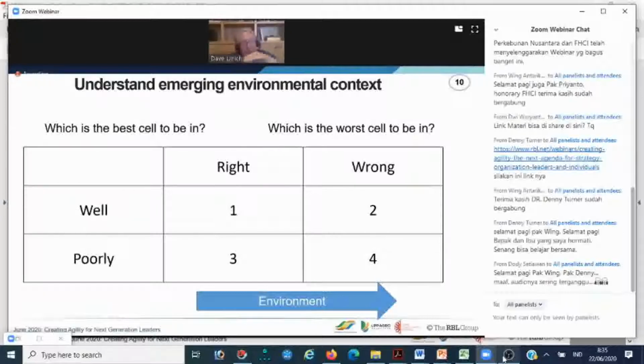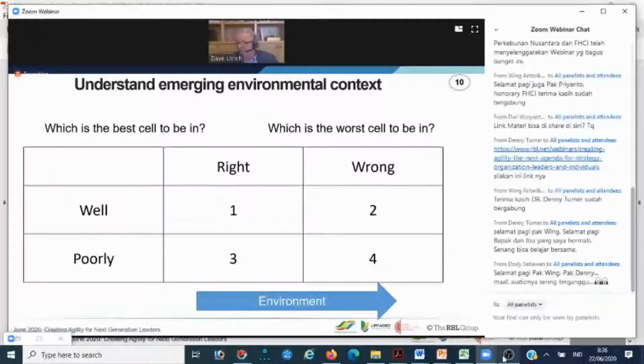I can do the right thing, or I can do the wrong thing. I do the right thing, I do the wrong thing. I can do it well, or I do it poorly. So I've got right, wrong, well, and poorly. What's the best cell to be in? By the way, if you have trouble answering that question, there is not much hope for you as a leader. It's obviously cell 1. I want to do the right thing and I want to do it well. We know that.